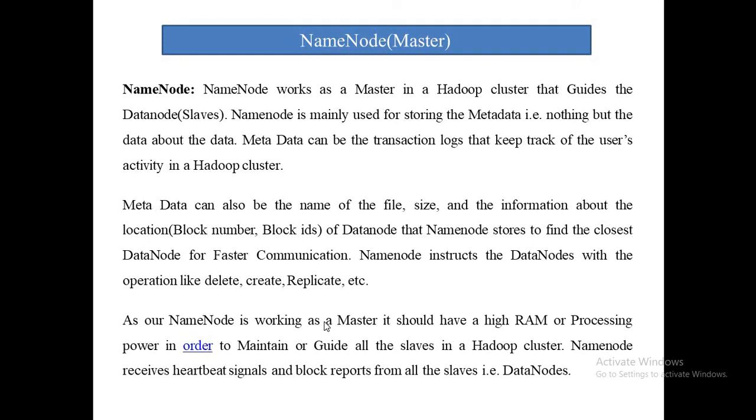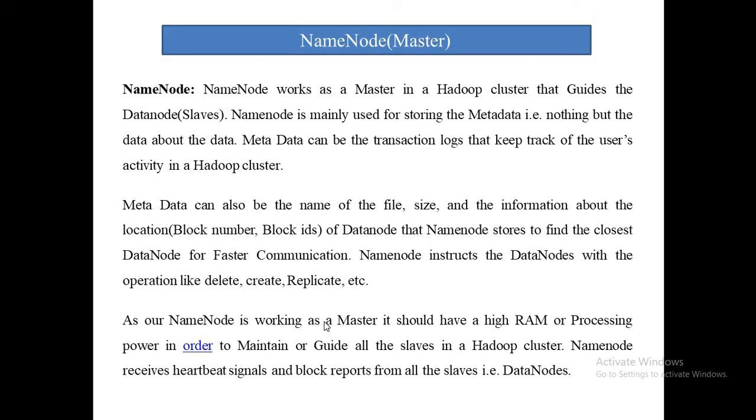So metadata can be transaction logs that keep track of user activity in a Hadoop cluster. Metadata can also be the name of the file. You have to know metadata can also be the name of the file, the file size, and information about the locations. Which information about the location? In that location, what will be there? Block number and block ID of the data node, because this is the master.